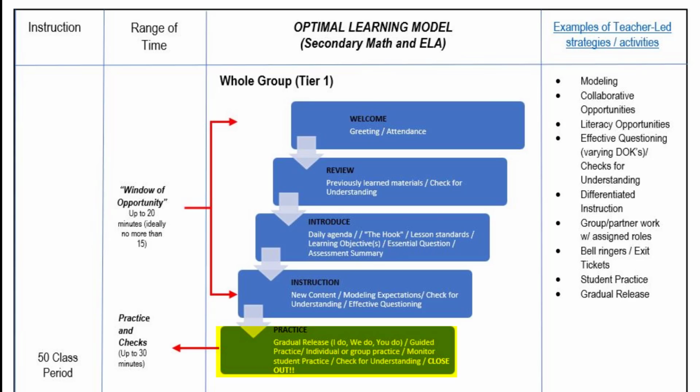After the instruction, you will see student practice. And this comes in the form of a gradual release. We call this I do, we do, you do. First the teacher will do it in a modeling format. Then the teacher will do it with the students all together. And then the teacher will release the students to do it on their own in small group format. This is also what we consider to be guided practice.